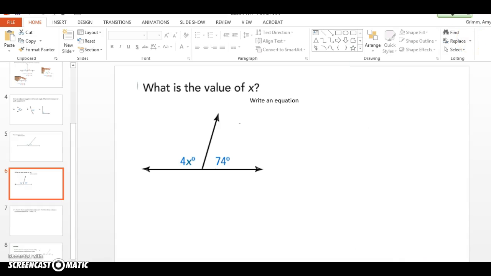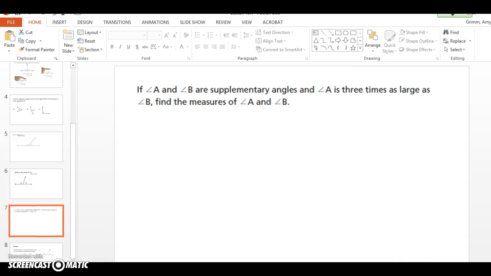All right, so this one does not give you a picture. It's everything in words, okay? And that's when I noticed that a lot of you guys struggle with this a little bit. So it says if angle A and angle B are supplementary angles, and angle A is 3 times as large as angle B, find the measures of angle A and B. So first thing I always do is I always draw a picture because it makes things more clear. What type of picture do I need here? Cassie: 180 degree angle. Okay. 180 degree angle. Then what do I need?